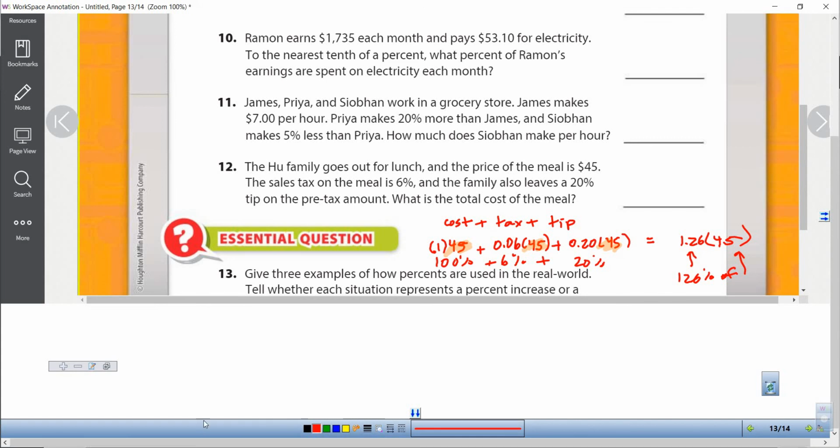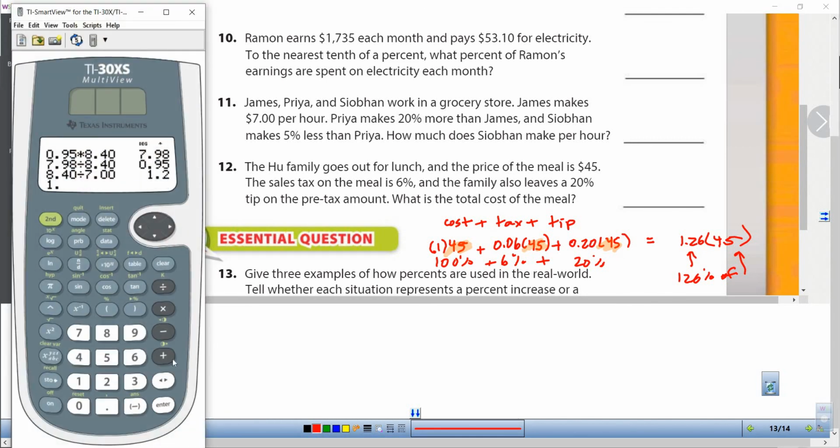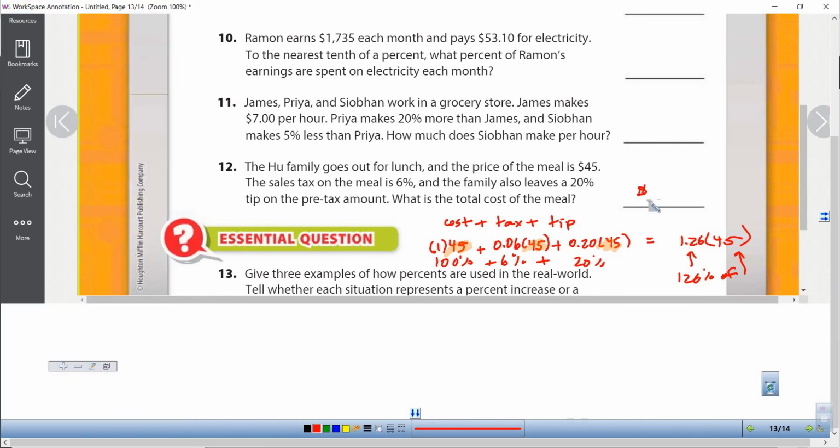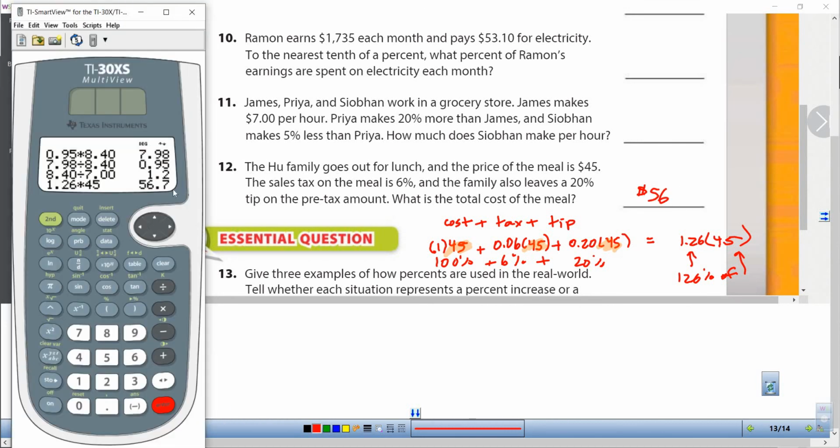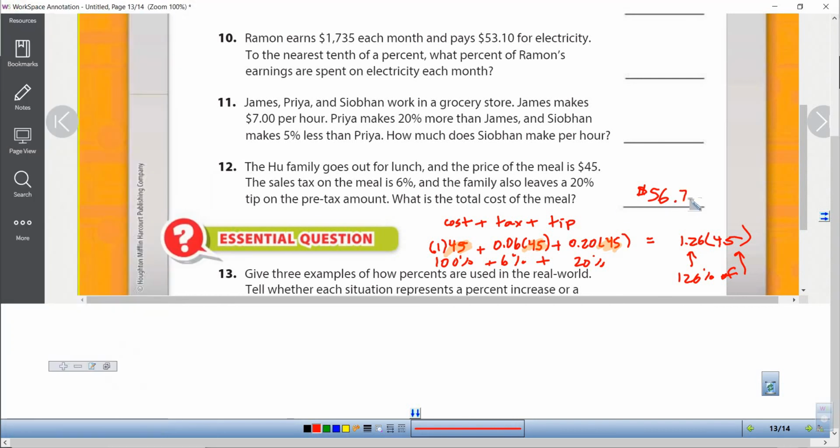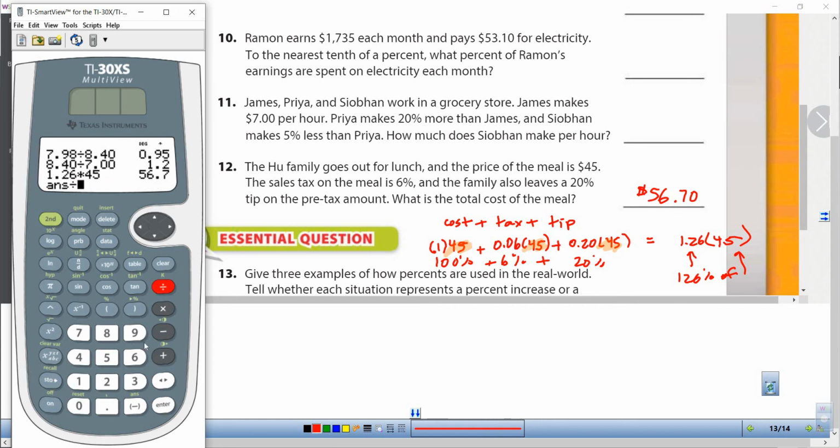All righty, so let's do that in our handy dandy calculator. 1.26, 100% plus 6% plus 20%, 126% of 45. And what do we get? We get 56.7. Now again, the calculator says 56.7, but this is money, so $56.70. That's 126%. Again, if we divide that number by our original amount, what do we get? We get 1.26 or 126%. So the actual meal was $45, but they walked out the door paying $56.70.